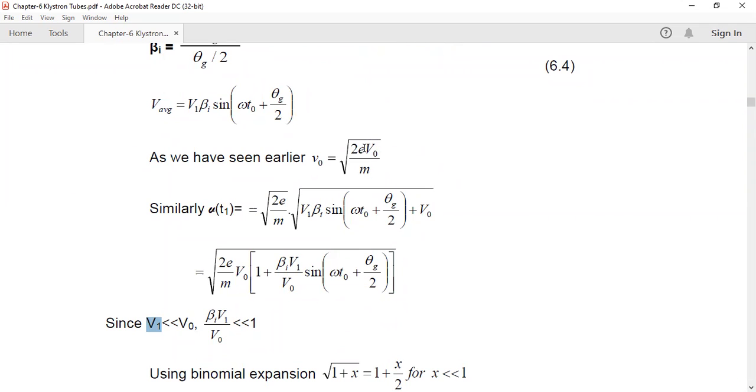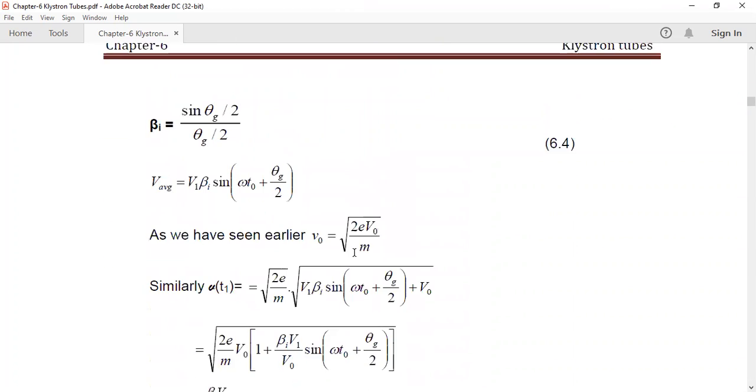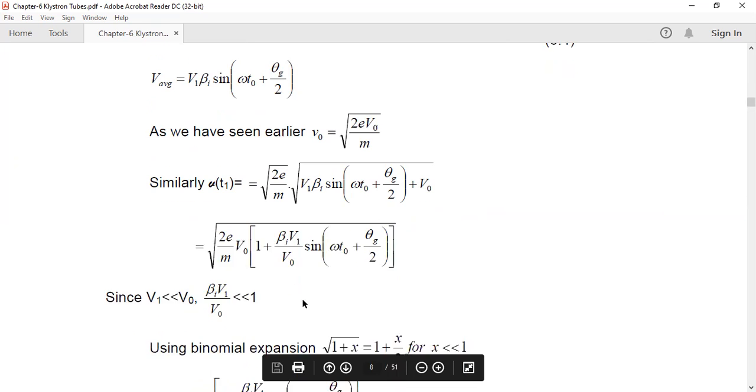Now here the two voltages are added. V naught is there as well as your average voltage also added. So this is the average voltage, V1 beta I sine of beta naught plus theta G by 2. So that is the average voltage, plus V naught. V naught is the DC voltage, that is the beam voltage to generate the electron beam. So these two are added.